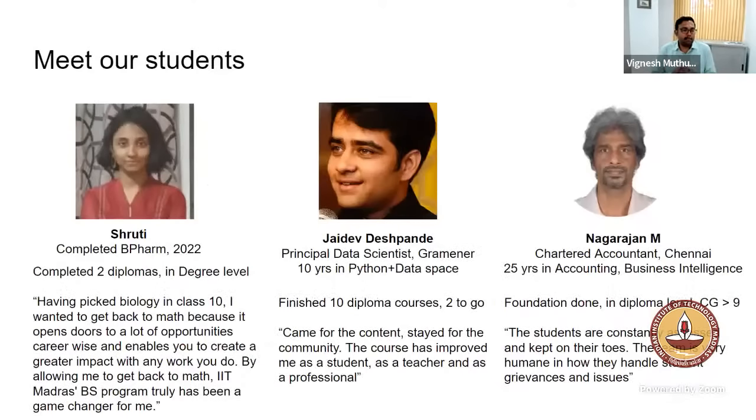So here are some of our students. As you can see, there are varied types of students in the program. We have students who have just recently completed their college degrees. Basically they started the program when they were in college, and they are now continuing into the program. There are also students who didn't have a math background. The example we have here, Shruti, stopped studying math after class 10, but she wanted to come back into this program and get into the math, and she was able to successfully continue.